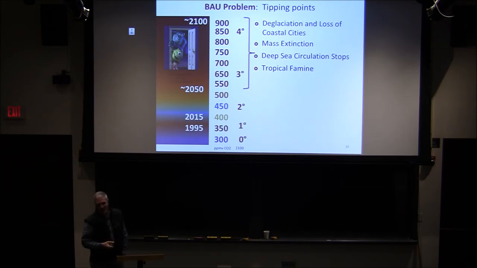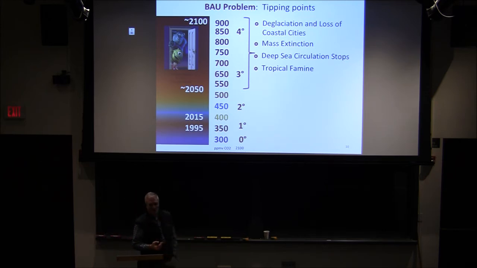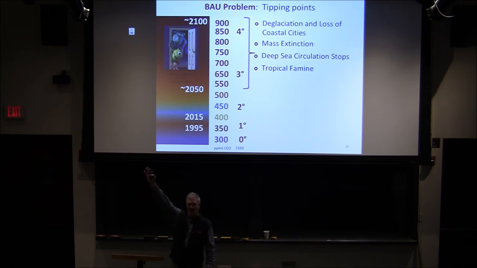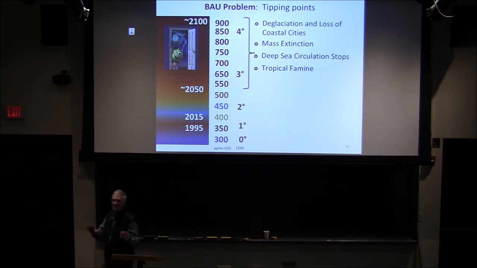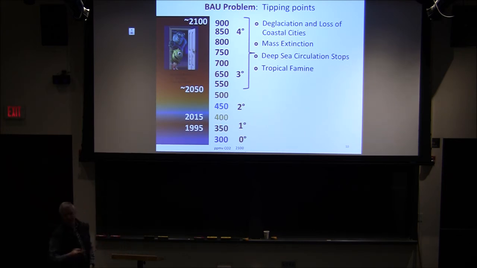Deep sea circulation stops. Anybody ever seen the movie The Day After Tomorrow? Dreadful Kevin Costner movie, like on old TV. Anybody ever seen it? Who's seen The Day After Tomorrow? Fess up! Okay, good. And so it wouldn't happen that way, but it would be bad. We'll talk about what that means later. Tropical famine is a distinct possibility. The tropics can actually get too warm for agriculture.